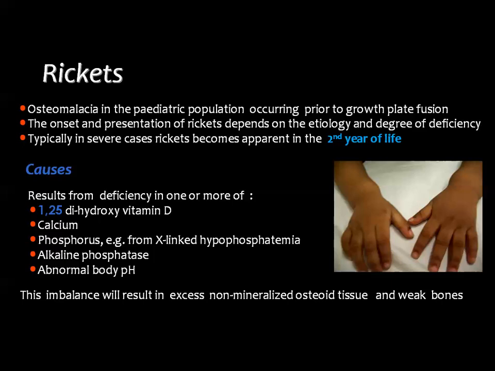And the same causes of osteomalacia can contribute to the development of rickets, and vitamin D deficiency in the pediatric age group may result in skeletal changes of rickets that are usually seen by the age of 2 years of life. The deficiency of vitamin D, which is the active form 1,25 dihydroxyvitamin D, or deficiency of calcium, or phosphorus, or alkaline phosphatase, or the presence of abnormal body pH.